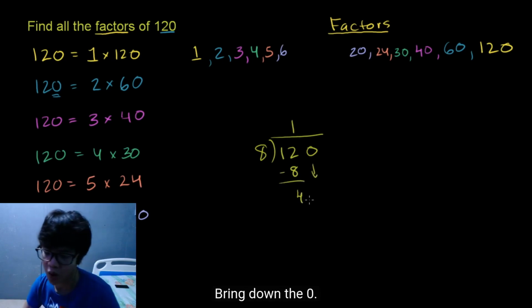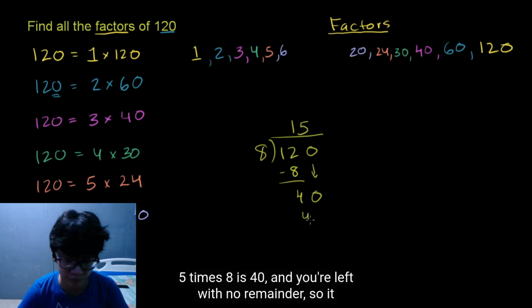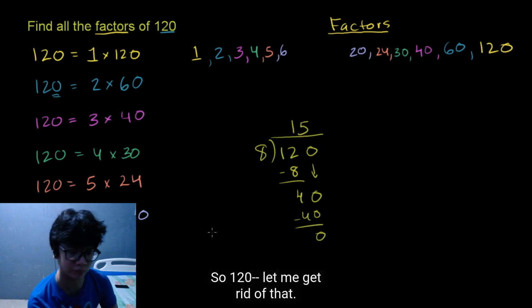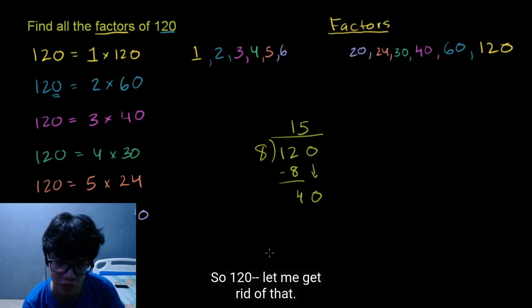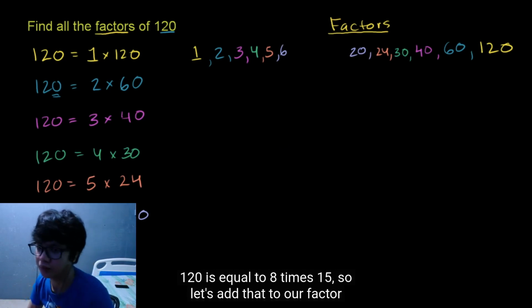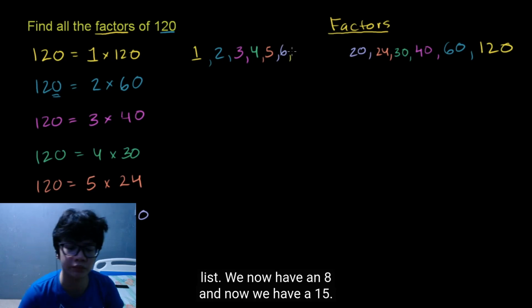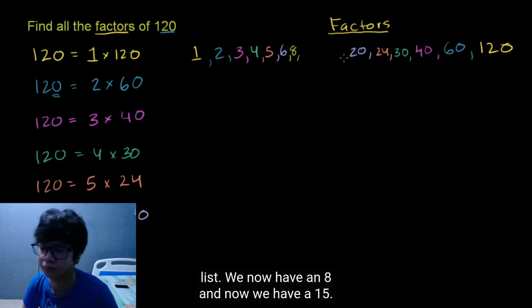Bring down the 0. 8 goes into 40 5 times. 5 times 8 is 40. And you're left with no remainder, so it goes evenly. So 120 is equal to 8 times 15. So let's add that to our factor list. We now have an 8, and now we have a 15.